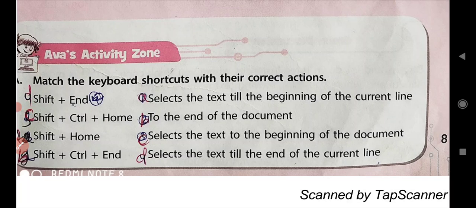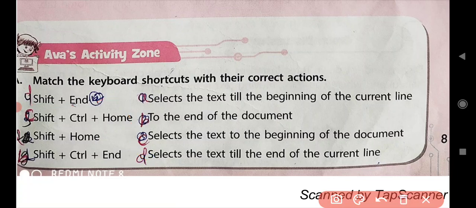See here, first one is shift plus end. So shift plus end is select the text till the end of the current line.